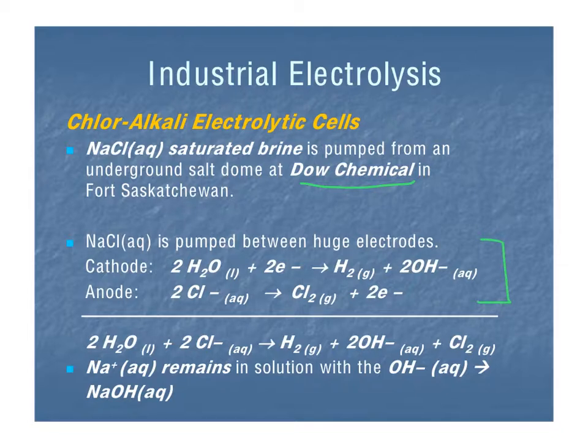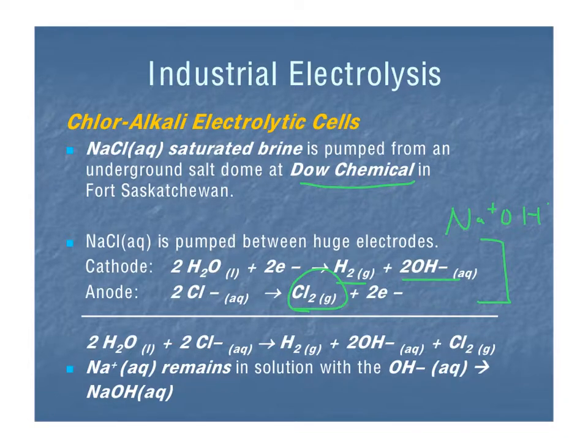So then at the cathode, they would collect hydrogen gas as well as generate hydroxide ions. This would make sodium hydroxide. At the anode, they would collect the chlorine gas, and both the sodium hydroxide and the chlorine gas are useful in industrial applications.